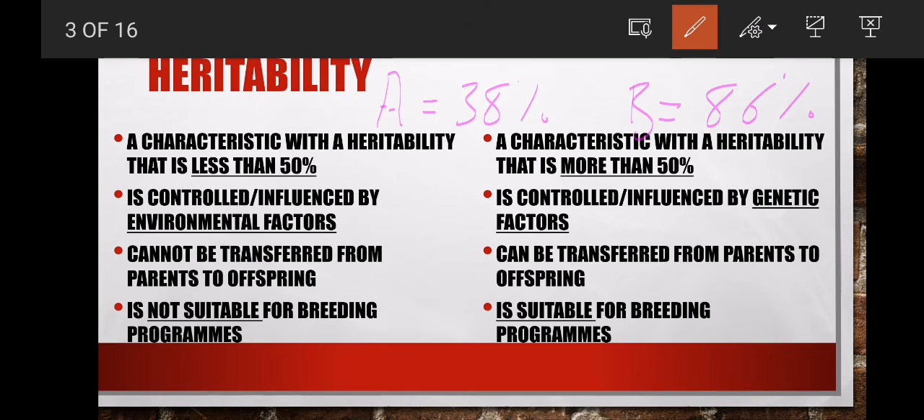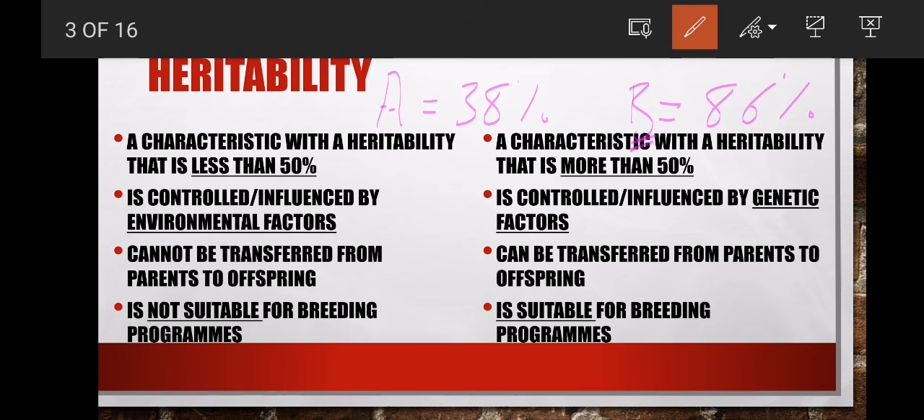You have to note that the characteristic that you must advise a farmer to select in a breeding program is a characteristic that has a heritability of more than 50%. So you look at A and B. The one that has a heritability of more than 50% is characteristic B. Maybe it will be given a name, like slaughter weight, post-weaning weight, or fleece weight.